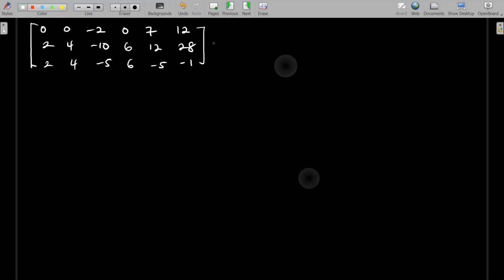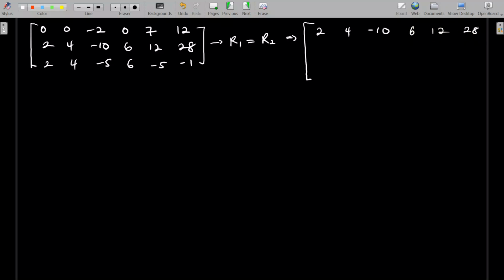What I'm going to do is swap row 1 and row 2. My new row 1 will be the original row 2. This gives a different augmented matrix. I have 2, 4, -10, 6, 12, and then 28. Then I have 0, 0, -2, 0, 7, and 12. So I've switched them. Then I can keep my third row, which is 2, 4, -5, 6, -5, -1.